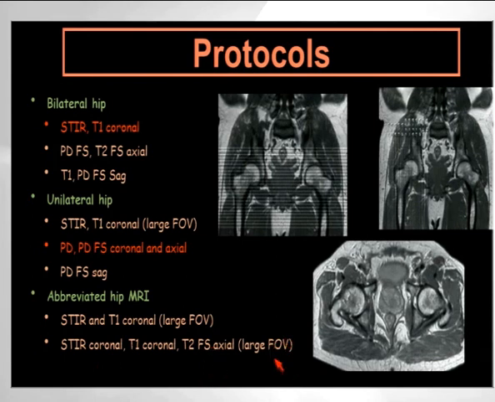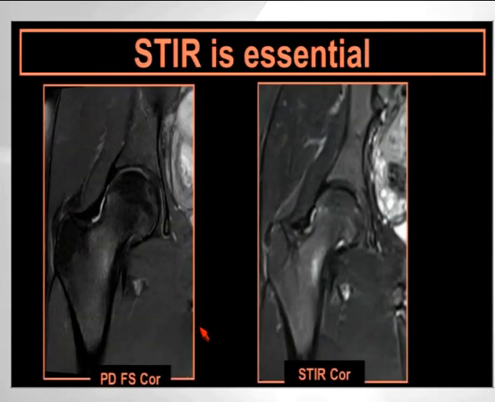But remember, these are large field of view. And why we chose coronal was because coronal is the only sequence which would include the entire pelvis, because axial and sagittals can miss the iliac crest and sacrum. And we think the STIR is essential because look at this example where there's hardly any edema on the proton density fat saturated image, and we can see that edema nicely on inversion recovery.